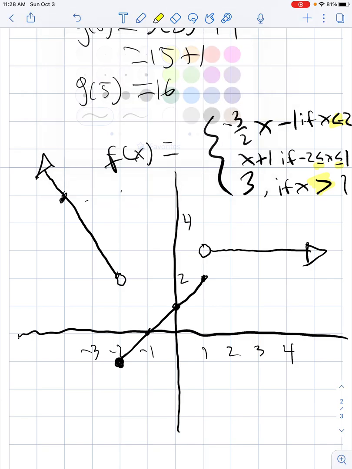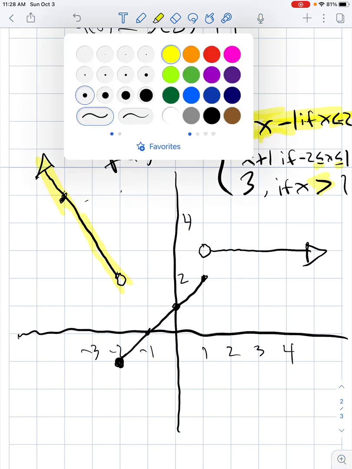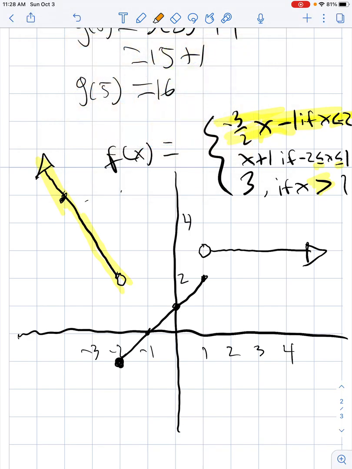So again, the parts, I'll highlight it. Let's see here. Yellow is going to be my first graph right here. Orange will be my second one, which is right here. Again, notice the closed circles on the ends. And then when x is greater than 1, it is this graph right here.